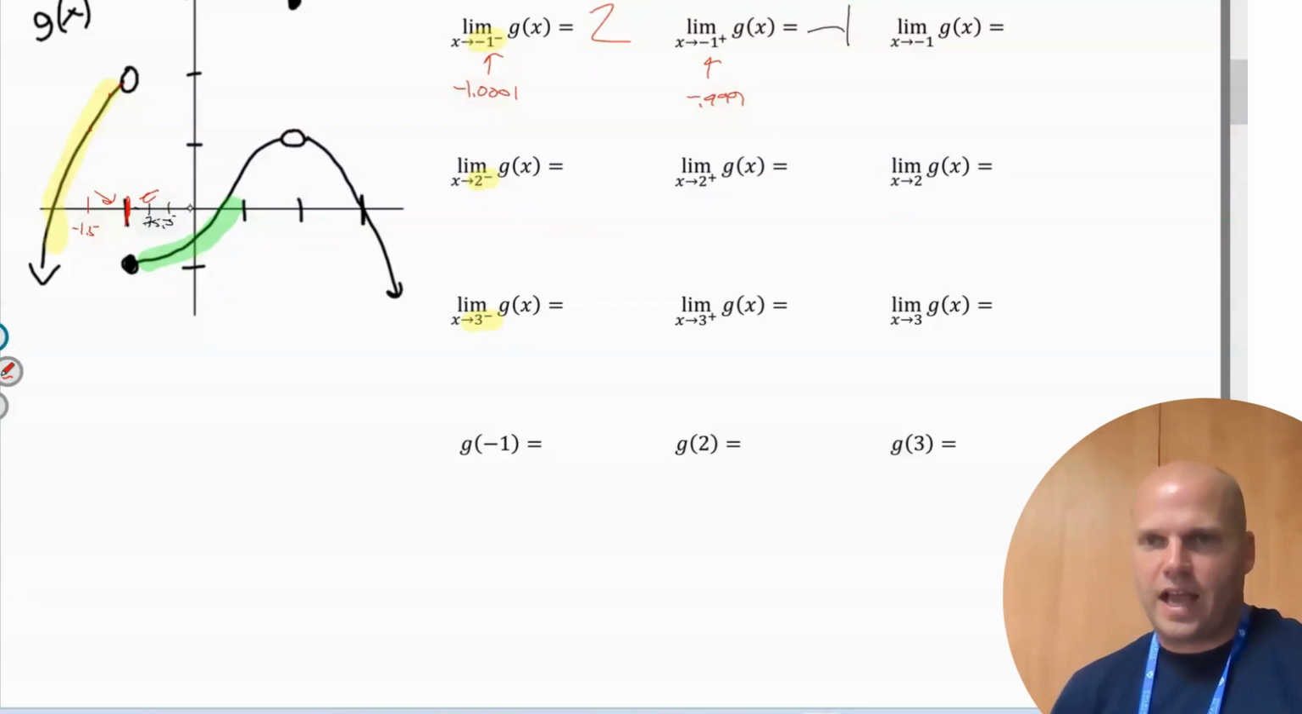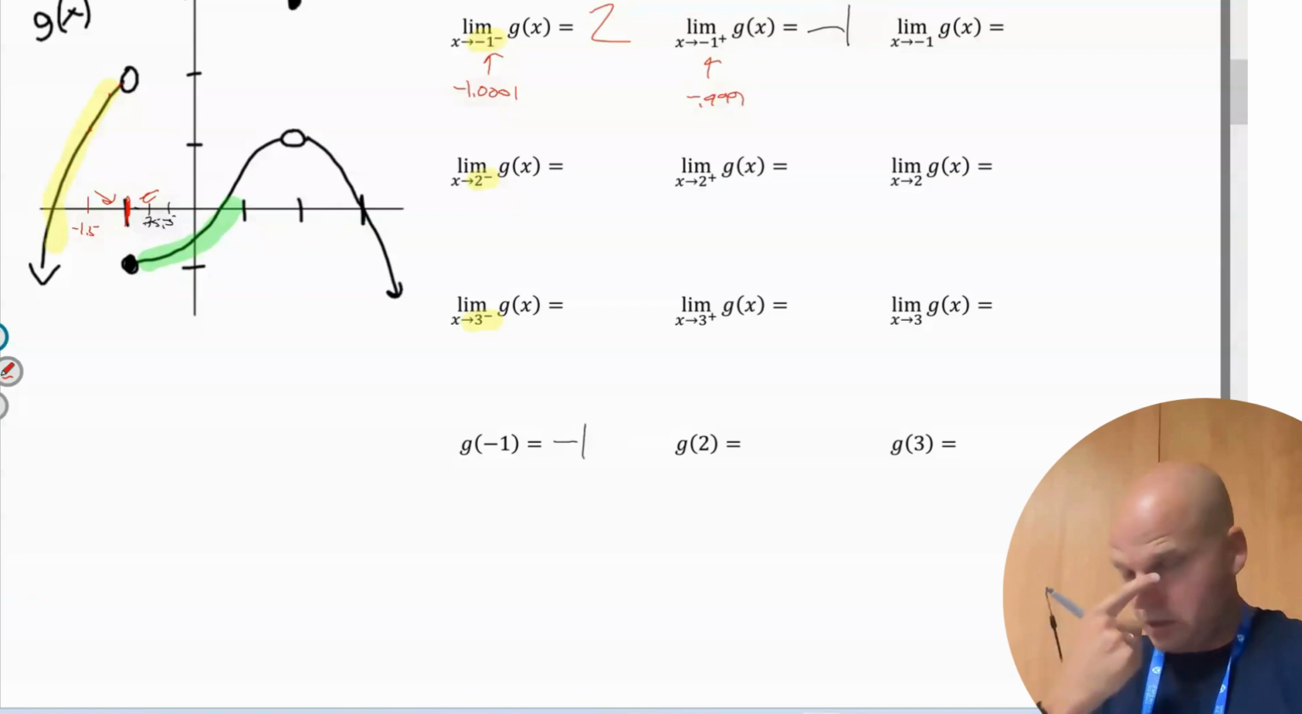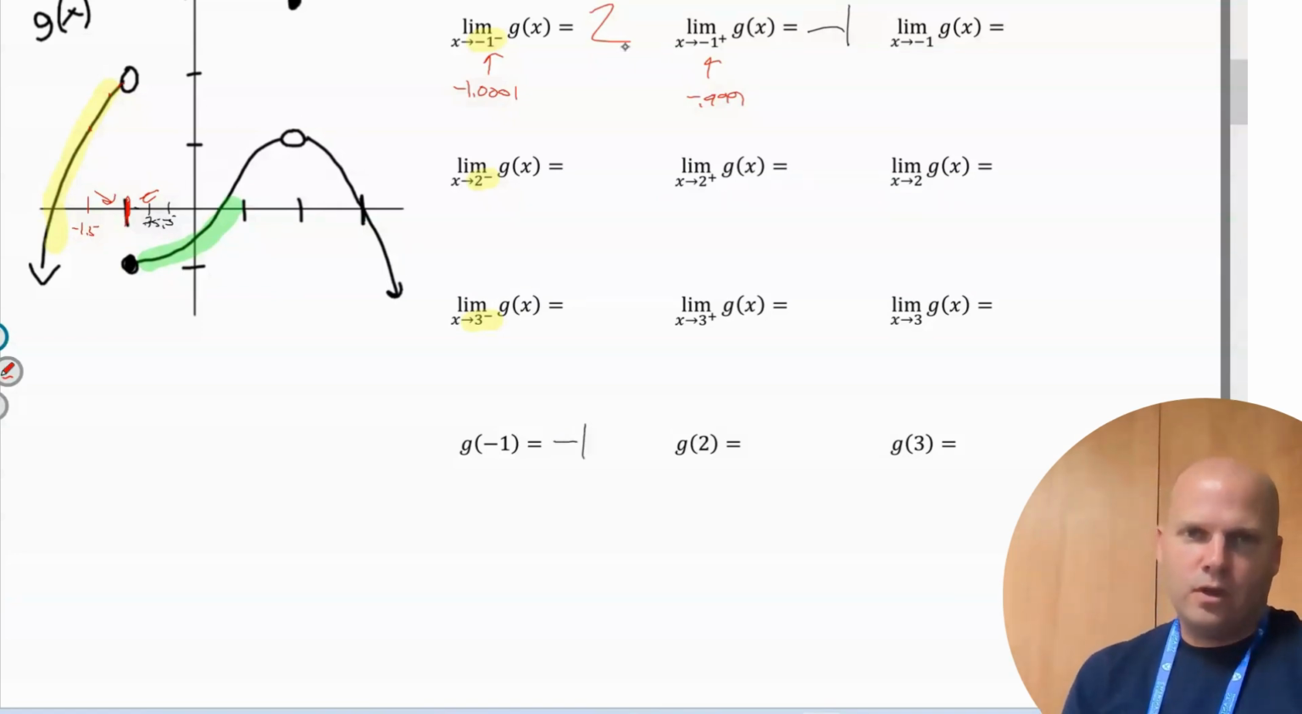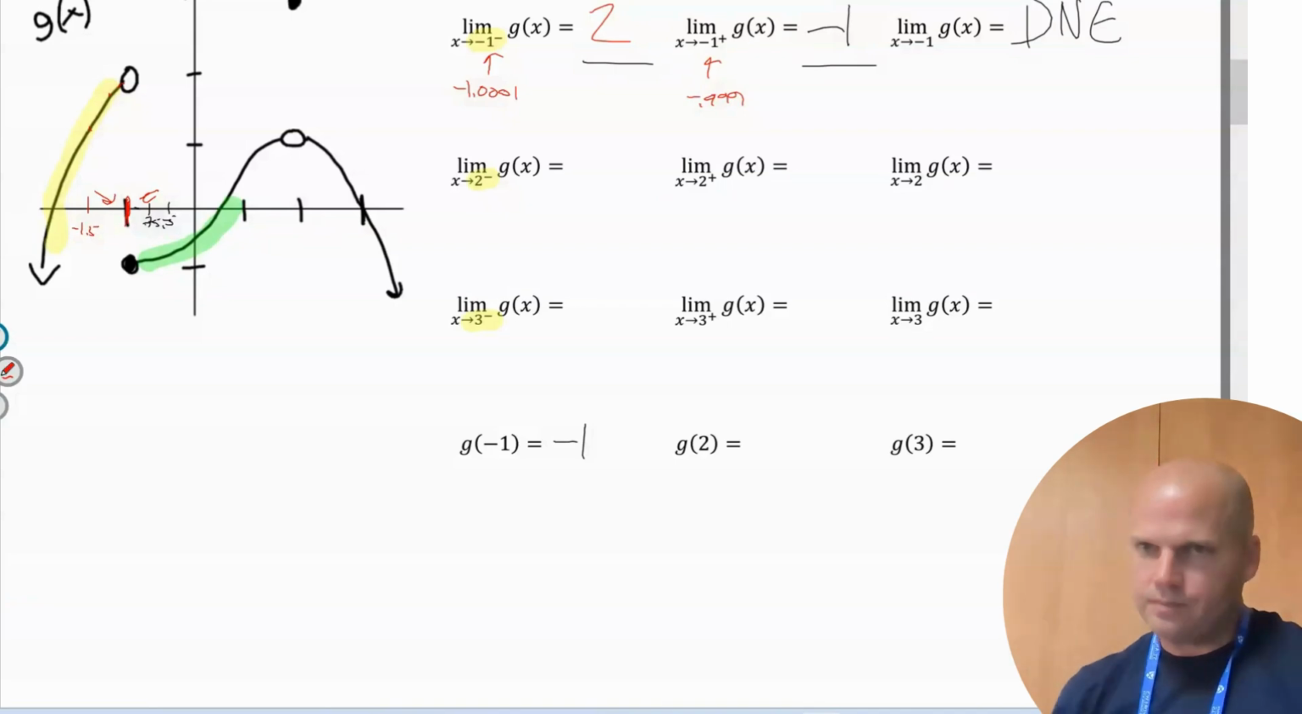So I'm going to go ahead and just say at -1, I should be using this piece because of this closed circle. So I have this point -1. Now, don't look at your graph. You look at this value, and they don't agree, so the limit does not exist.